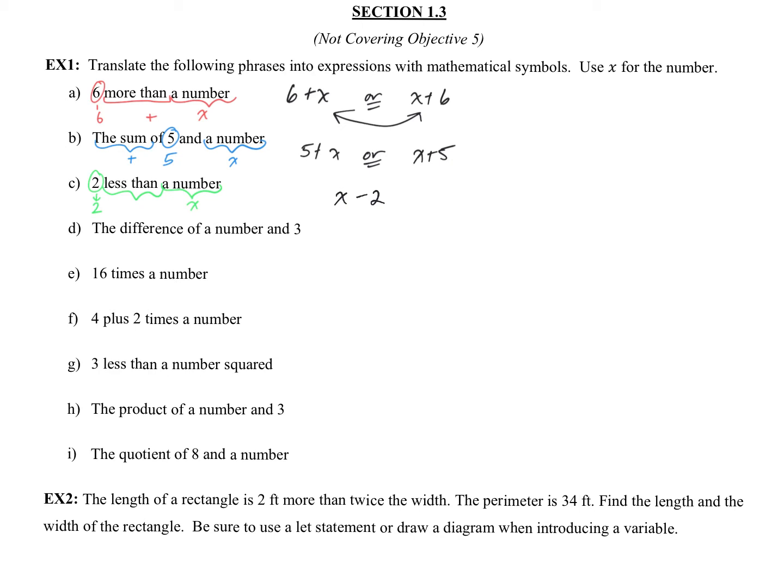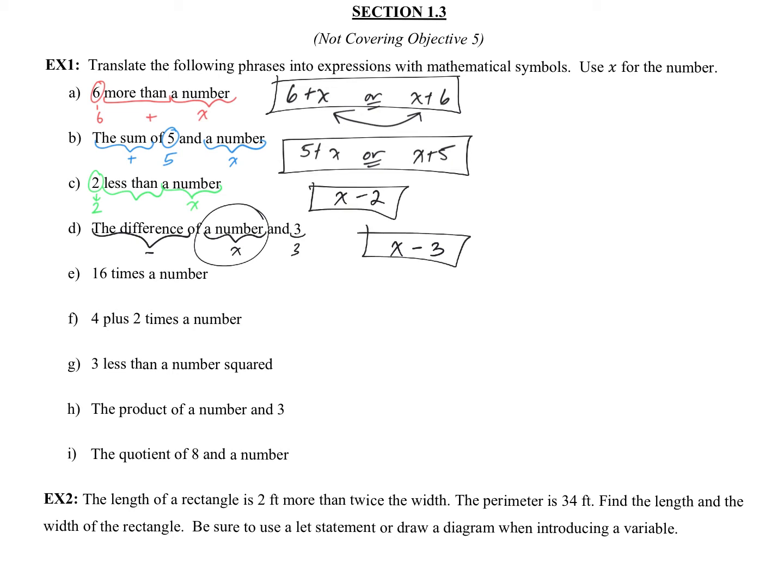Let's take a look at D, the difference of a number and 3. So we want the difference between what? A number, which we know is x, and 3. What does difference mean? Well, difference means subtraction. So we want the subtraction between these two numbers. And whichever one is listed first, that is the one you'll be subtracting from. So x minus 3. Let me go ahead and box these answers real quick. Forgot to box them.